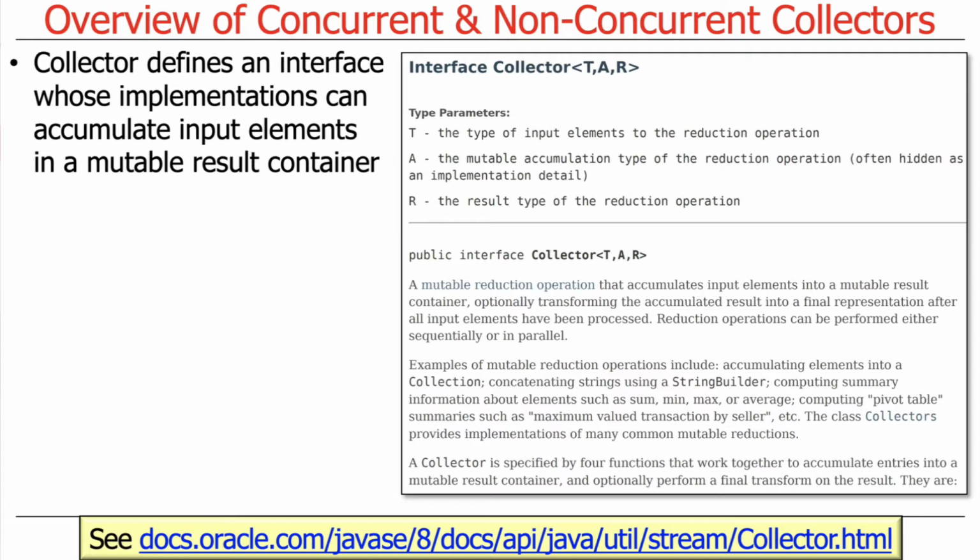A collector is an interface in the Java streams framework whose implementations can accumulate input elements in a stream into a mutable result container, which often is a collection, but as we've seen, could also be a string and some other data types as well.